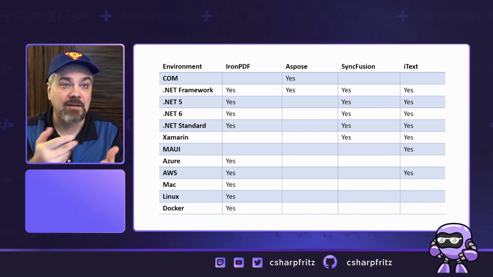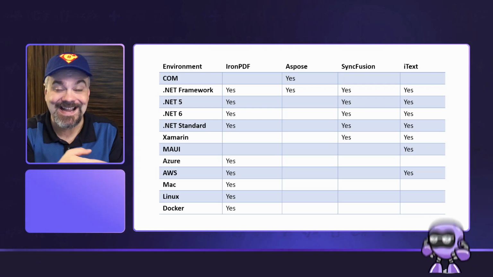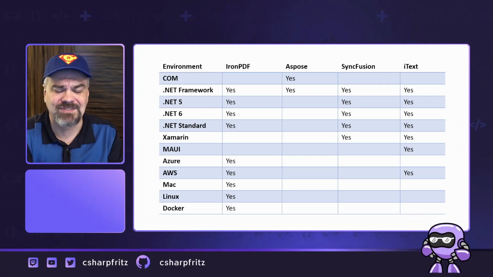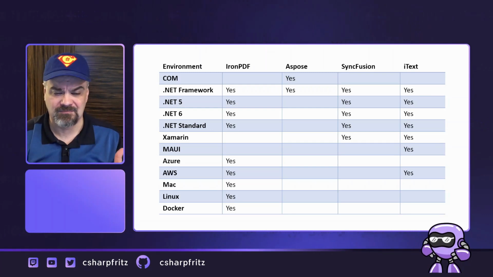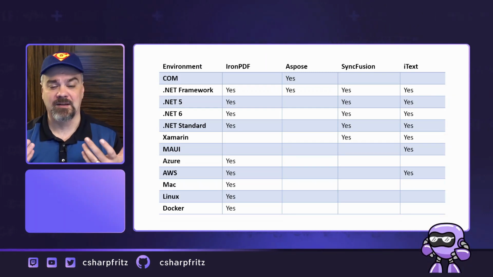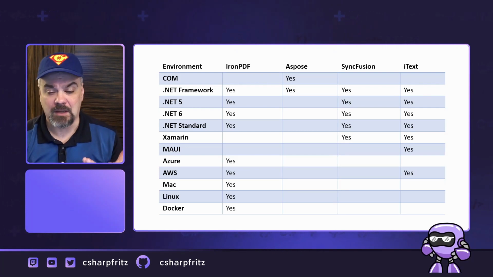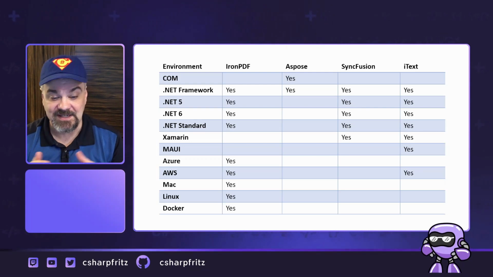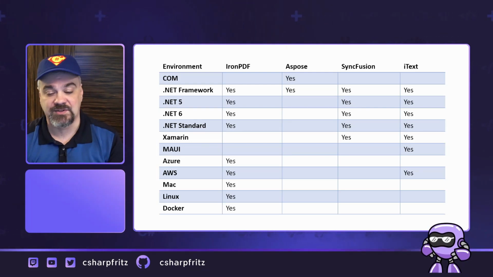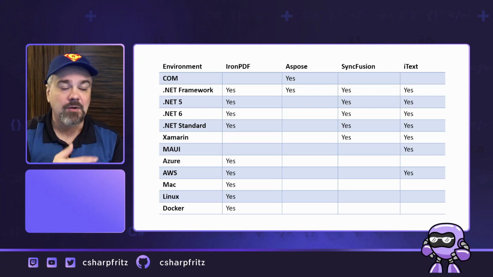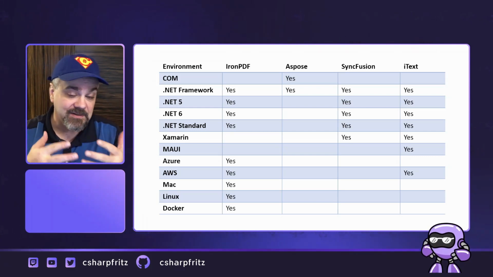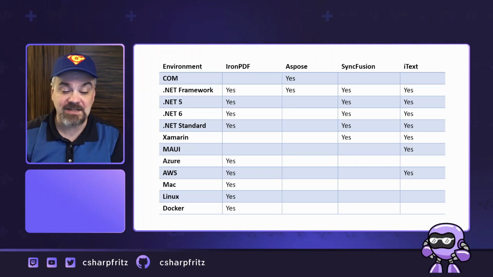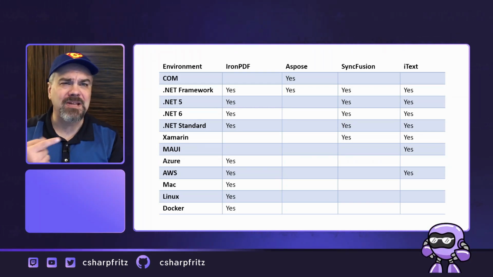Notably also, Iron works on Mac, Linux, and Docker. Aspose only says they work on COM and .NET Framework. COM. That was one that kind of blew me away. They're the only ones that work on COM. But clearly, if you're going to be building with PDF and you need .NET Framework, all of these products support that. And iText has another broad selection of capabilities there that you can choose and get their tools working on many different platforms.